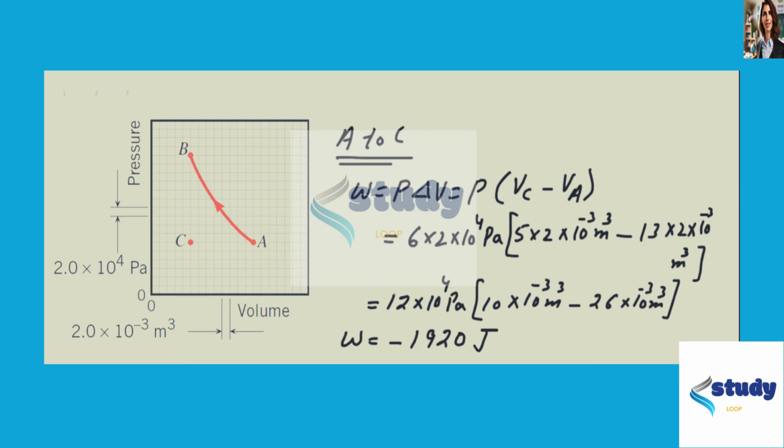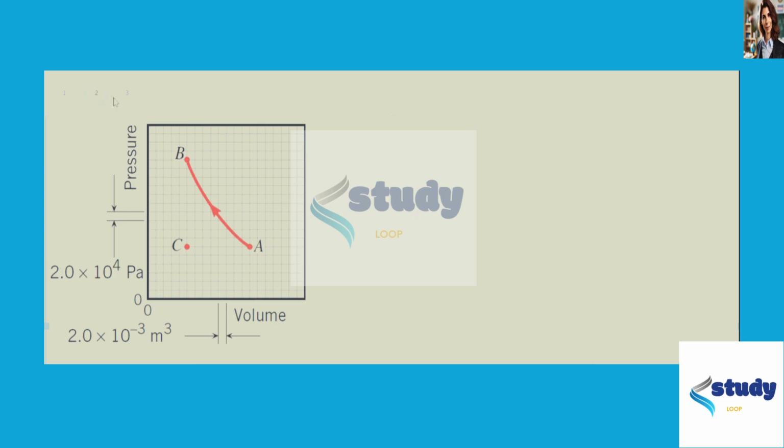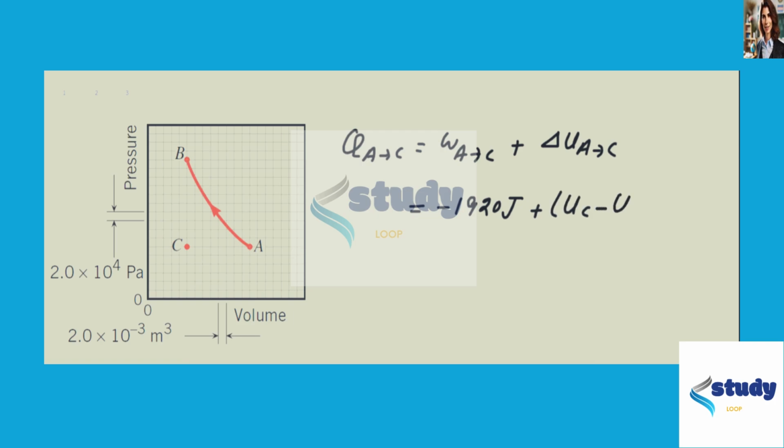Now by using first law of thermodynamics for the segment AC, we can write Q in the segment A to C equal to work done from A to C plus change in internal energy from A to C. This gives us work done from A to C, which we have already calculated, that is equal to minus 1920 joule, plus change in internal energy from A to C, which is internal energy at point C minus internal energy at point A. So this is the heat in the segment A to C.